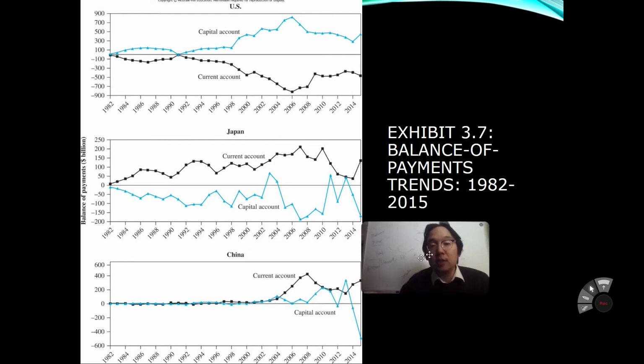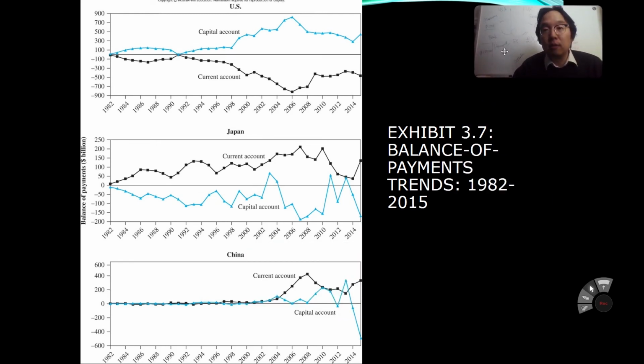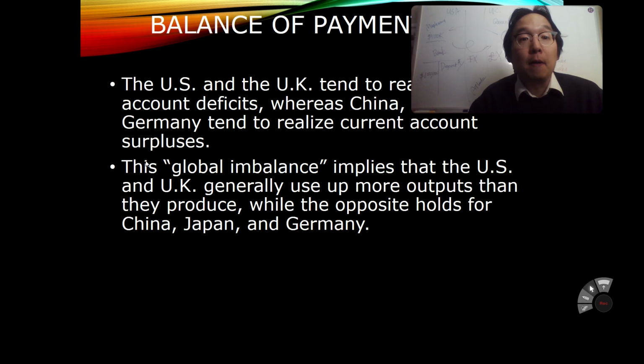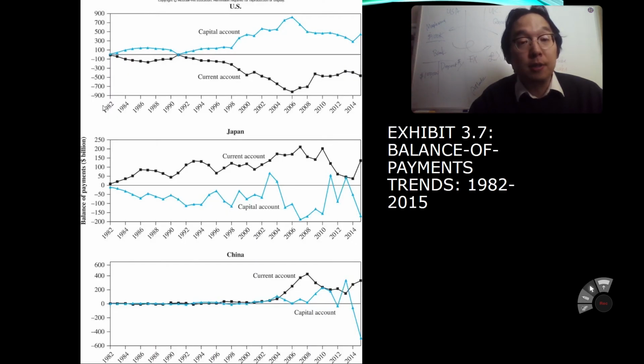Now, you see this chart over here. What you see on the vertical axis of each table is the balance of payments trends: current account balance, surplus versus deficit, and capital account, surplus or deficit. The current account is shown with the black line, and the capital account is shown with the blue triangle dotted line.